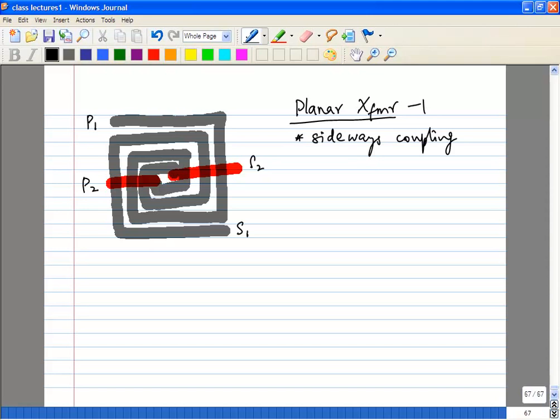better the coupling. So you might want to reduce the spacing to increase the K, but that will also increase the capacitance. So you have to be worried about that. Okay.